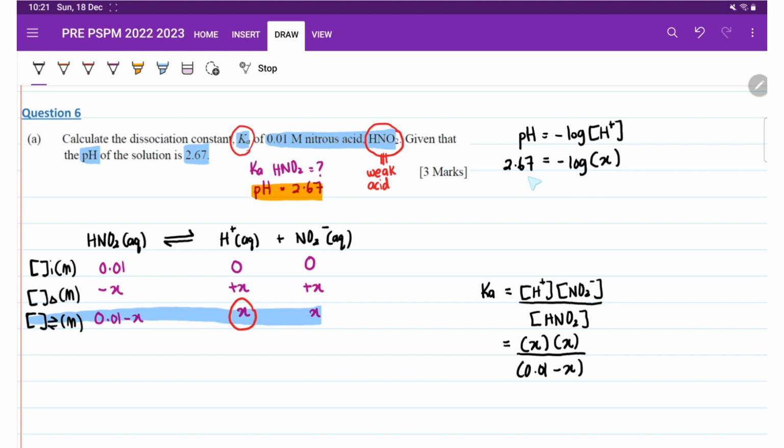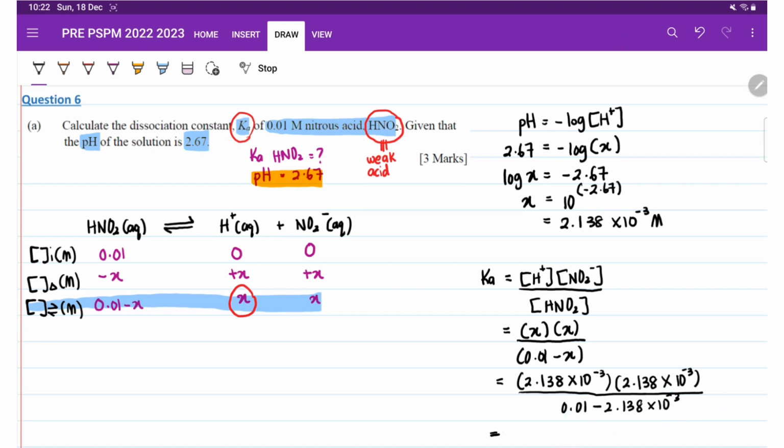So, first, saya letak kat sini log X equals to negative 2.67, and then X barulah kita akan anti-logkan dia, so it will be 10 to the power of negative 2.67. After that, tekan calculator, barulah kita akan dapat berapa nilai X, and the value of X is 2.138 times 10 to the power of negative 3 molar dekat sini. Once you get the value of X, barulah kita boleh substitute kepada kita punya Ka expression.